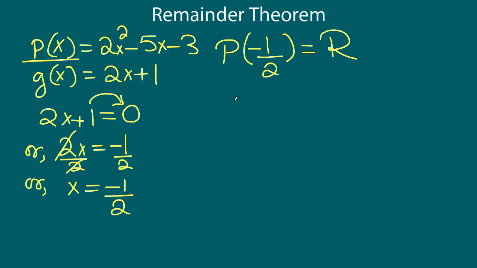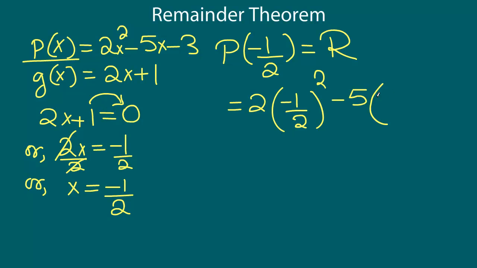So let's find this value. We have 2x squared, so we have 2, x is minus 1 by 2. So 2x squared minus 5x, x is minus 1 by 2, minus 3.